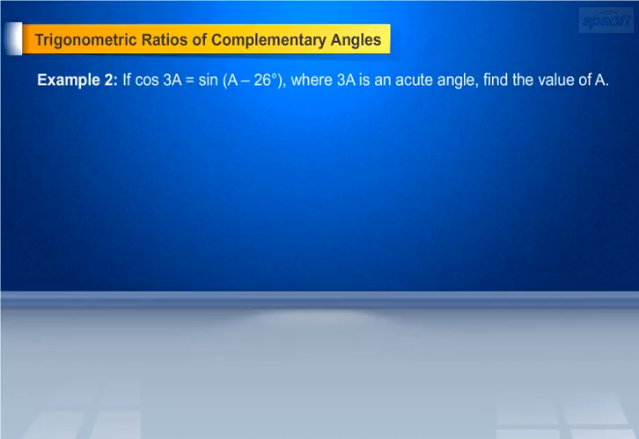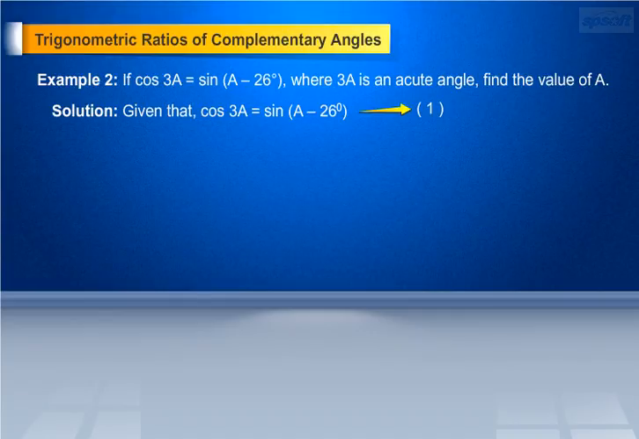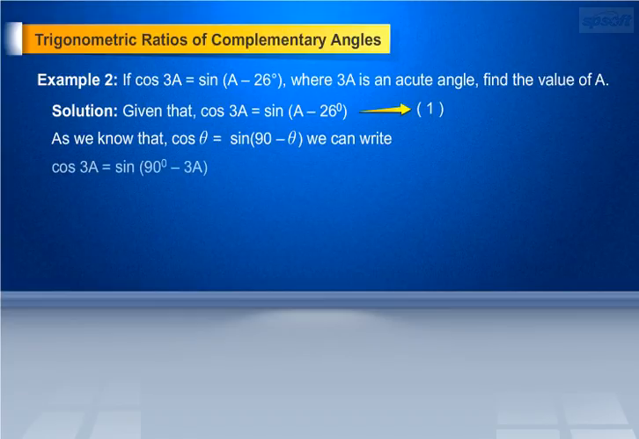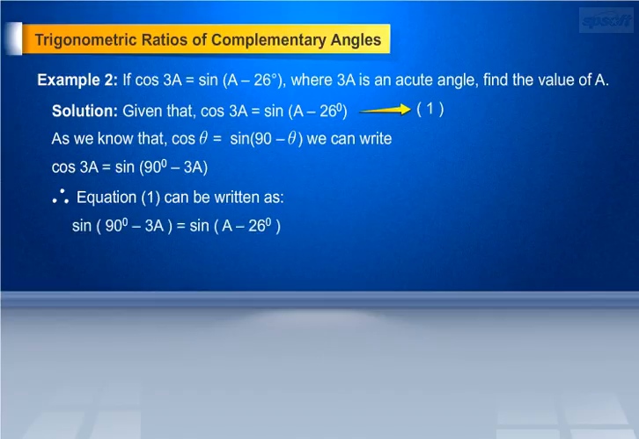Example 2. If cos 3A equals sin (A minus 26 degrees), where 3A is an acute angle, find the value of A. Solution. Given that cos 3A equals sin (A minus 26 degrees), make it equation 1. As we know that cos theta equals sin (90 minus theta), we can write cos 3A equals sin (90 degrees minus 3A). Therefore equation 1 can be written as sin (90 degrees minus 3A) equals sin (A minus 26 degrees).